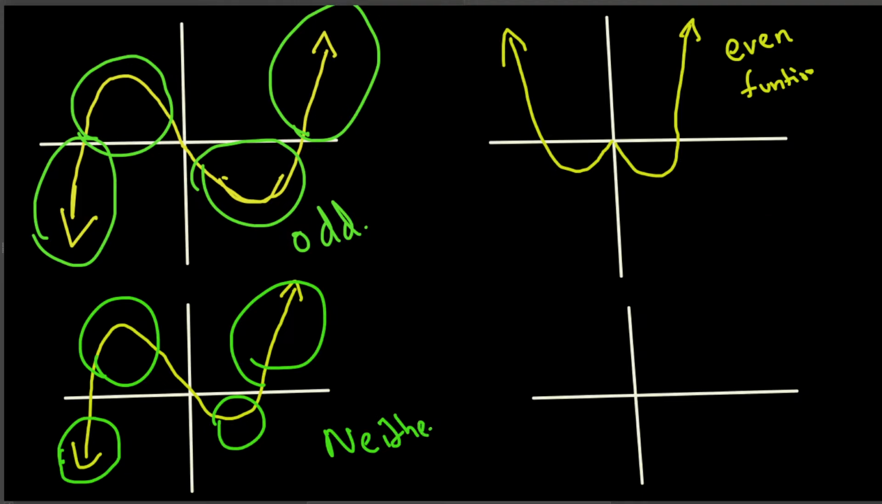What about this one? Let's say we have a circle like this. Is it an even function, odd function, or neither? Now for an even function, it has to be symmetric around the y-axis. Is it symmetric around the y-axis? Yes, because if you look at this one, right side and left side are exactly the same, so this is even.